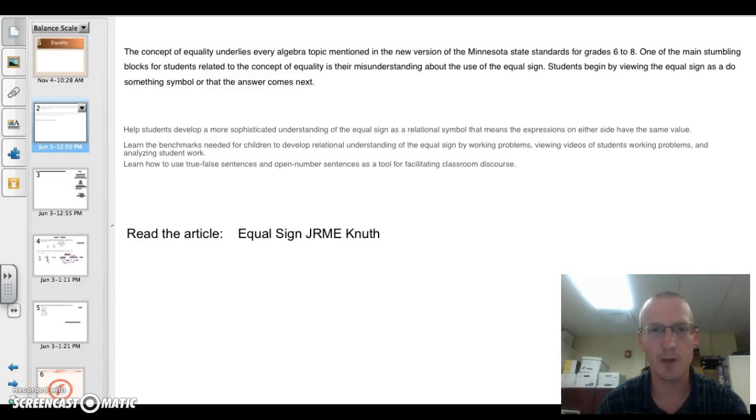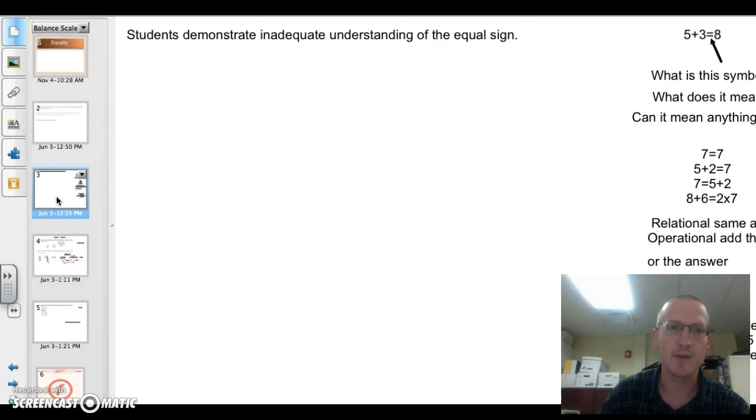In this training today, we're going to talk about a couple different things: the sophisticated understanding of the equal sign, looking at different benchmarks needed to help children develop relational understanding of the equal sign, and then we're going to use some true and false type questions to help you start thinking about that. So we're going to go into the next slide.